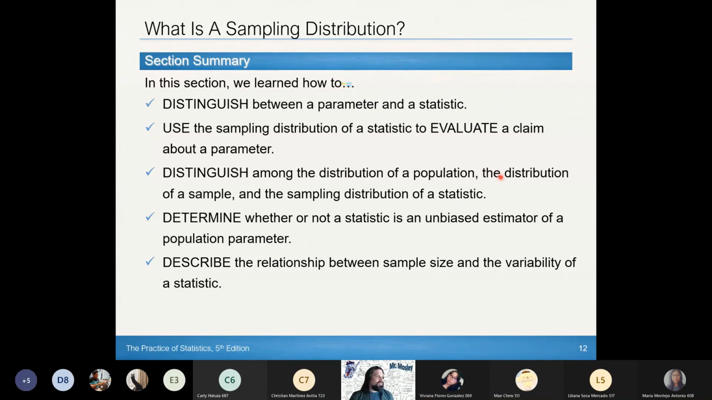We need to be able to distinguish between the distribution of a population and the sampling distribution of a statistic. They are all three different, but they're all three related. Whether or not a statistic is an unbiased estimator of a population parameter, we have a visual way of doing that. And there is the relationship between sample size and variability of a statistic. Larger sample size, less variability, typically a little bit more reliable. And that's the end of that.